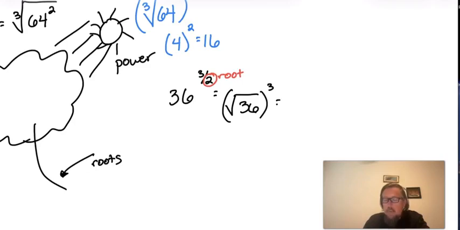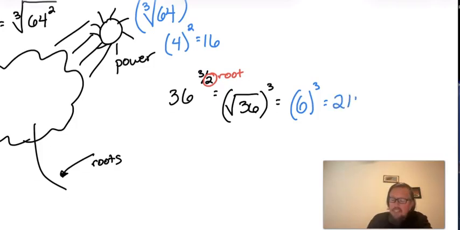And because we have our squares memorized all the way up to 25 squared, we know that the square root of 36 is 6. And so we do 6 to the third power. And because we have memorized our cubes up to 10, we don't need a calculator for this one either. 6 to the third power is 216. So 36 to the 3/2 power is 216.